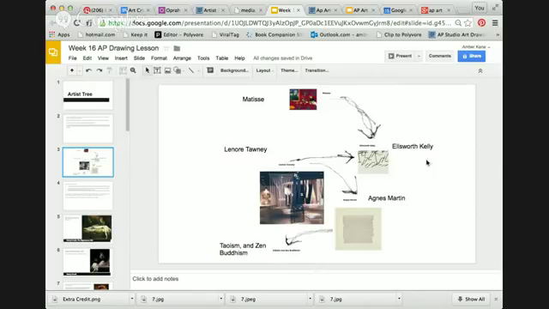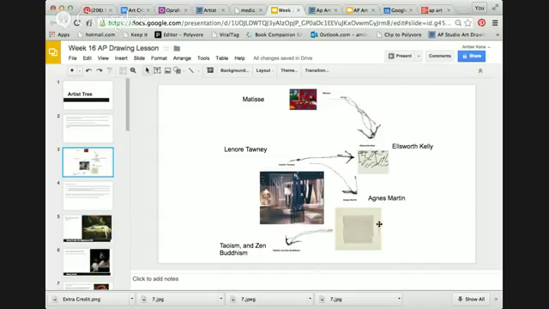Another one of her neighbors was Ellsworth Kelly, whose work I am familiar with, but haven't really thought about a lot in relationship to mine. So it's also taking work that you may be familiar with, but looking at it in a different way. So I included that in here.